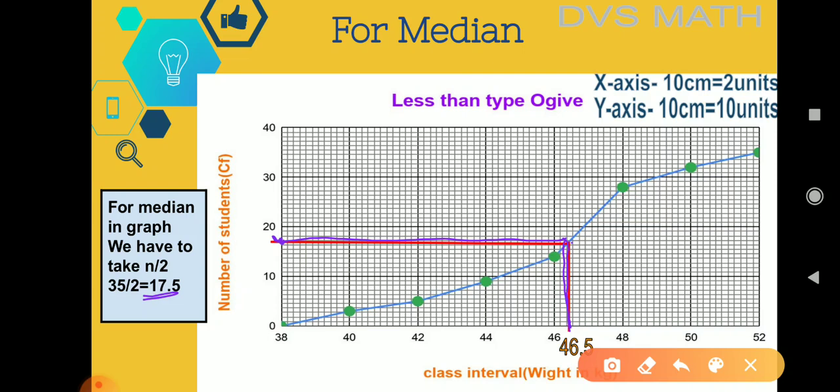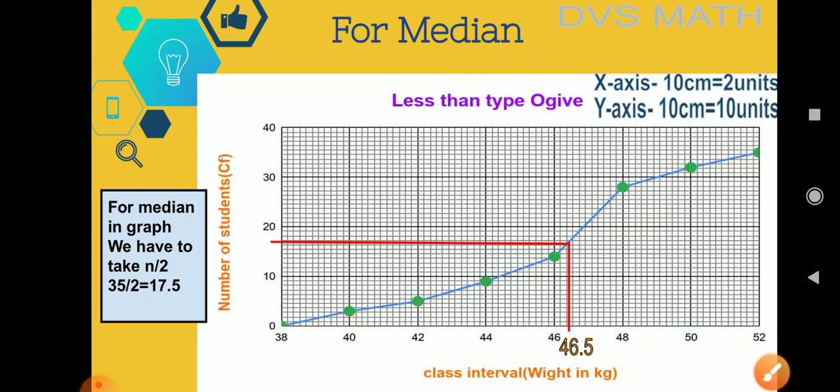So again I am repeating: take half of the n value, and point that value on the y-axis. From the y-axis, draw the horizontal line till it touches the ogive curve. As soon as it touches the ogive curve, draw the vertical line towards the x-axis and read the value on the x-axis. That value is the median. Clear?